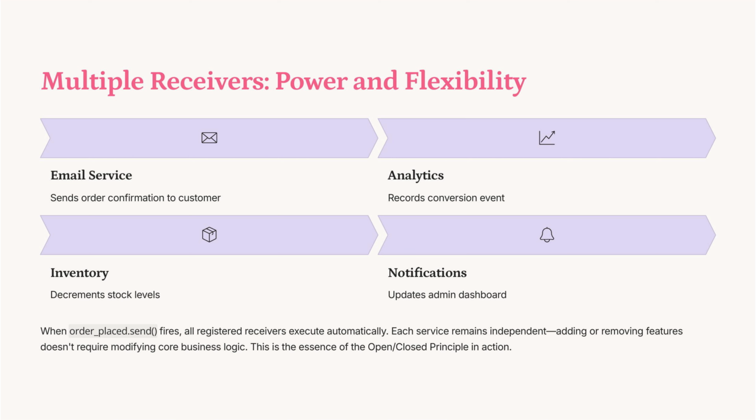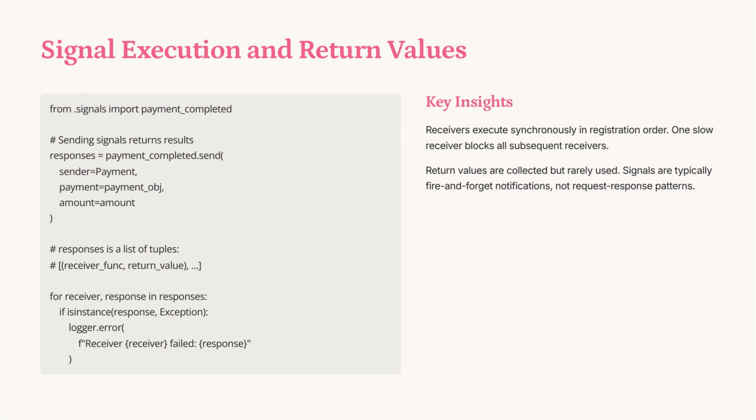When order_placed.send is triggered, multiple receivers like email service, analytics, inventory, and notifications execute independently. This allows sending order confirmations, recording conversions, decrementing stock, and updating dashboards without altering core logic, exemplifying the open-closed principle's power and flexibility. Signal execution returns results as a list of tuples, each containing a receiver function and its return value.